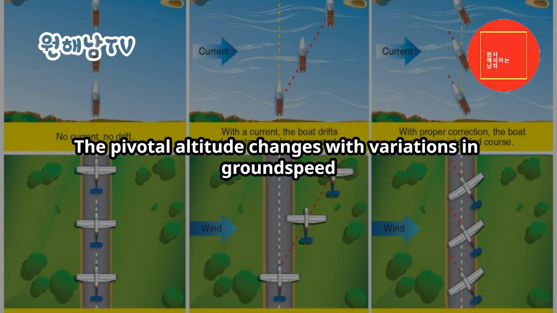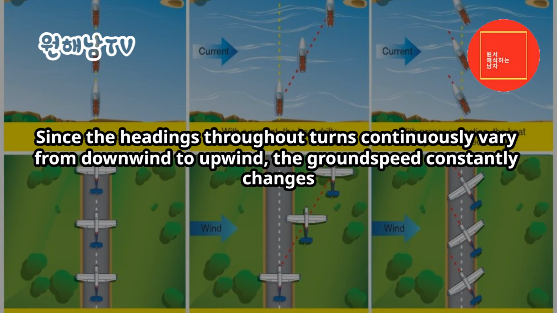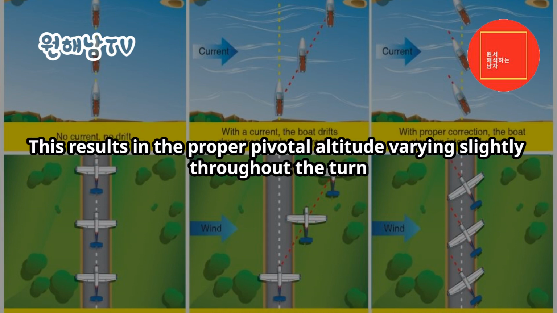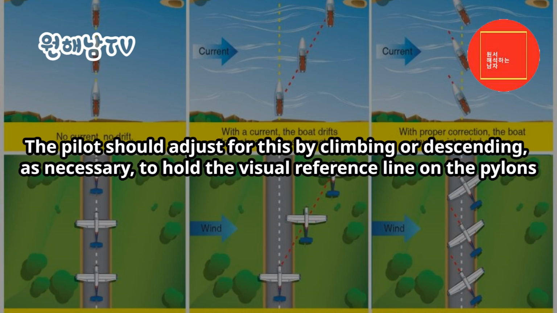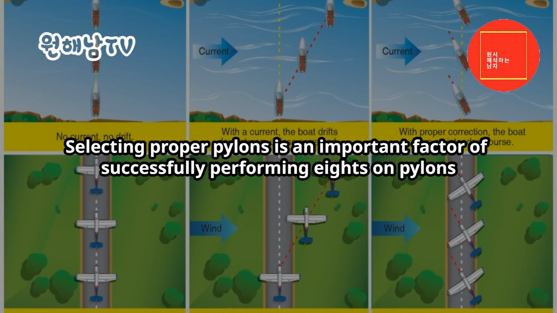The pivotal altitude changes with variations in ground speed. Since the headings throughout turns continuously vary from downwind to upwind, the ground speed constantly changes. This results in the proper pivotal altitude varying slightly throughout the turn. The pilot should adjust for this by climbing or descending, as necessary, to hold the visual reference line on the pylons.